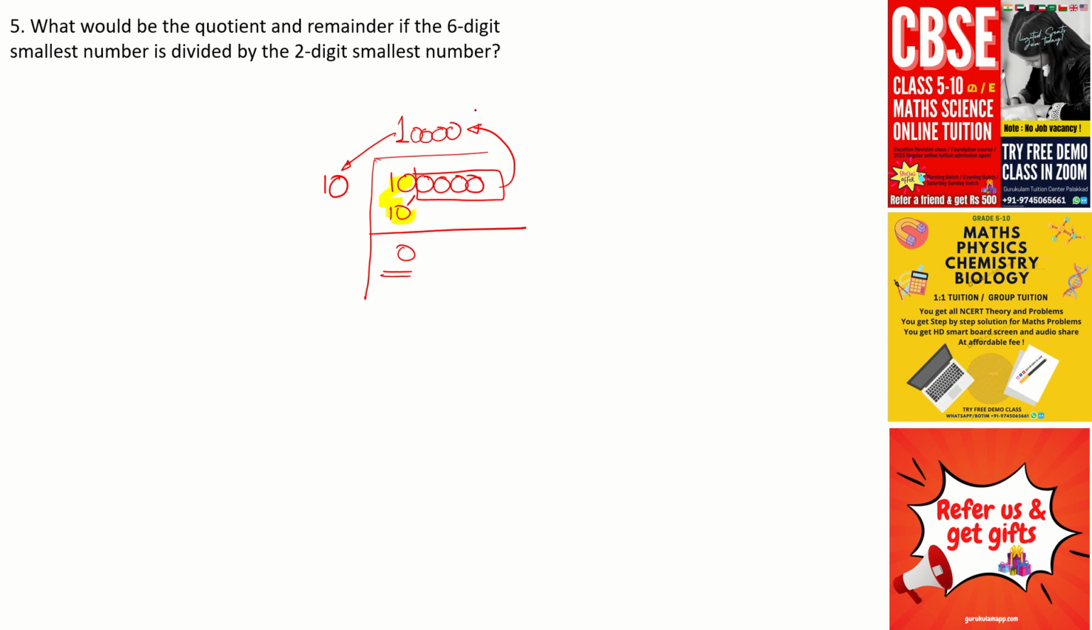So what can we say, which is the quotient here? The quotient here is this one. This is the quotient, and this is the remainder, right?